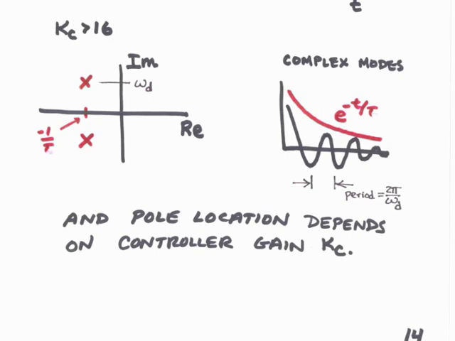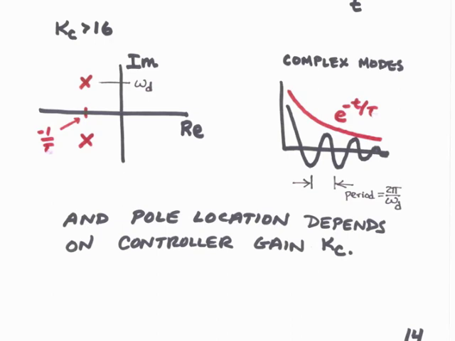Now let's look at the case where kc is greater than 16. In this case, we'll have two complex conjugate poles. We'll mark their real axis location as -1 over t, where t is the time constant of these poles. And their imaginary axis location will be plus and minus j omega d, where omega d is the damped natural frequency.